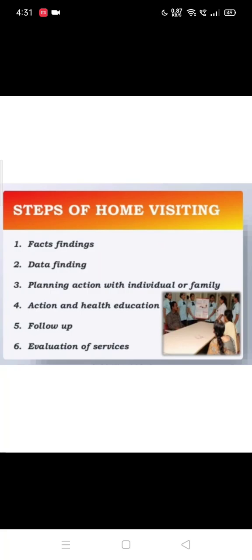In evaluation of the service, you are going to evaluate yourself as well as the home visiting. You assess what the actual problem was, what the potential problem was, how far it was effective, and how far the family understood your instructions, education, advice and counseling to achieve the goal.